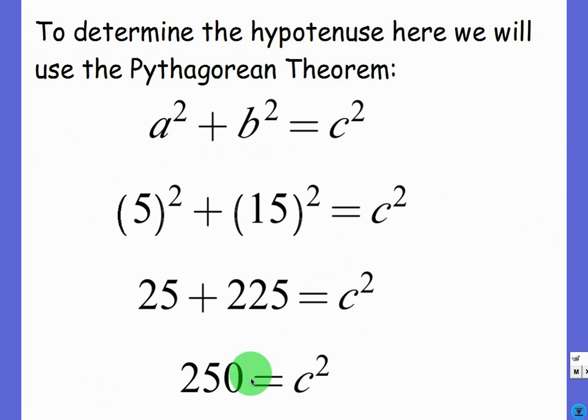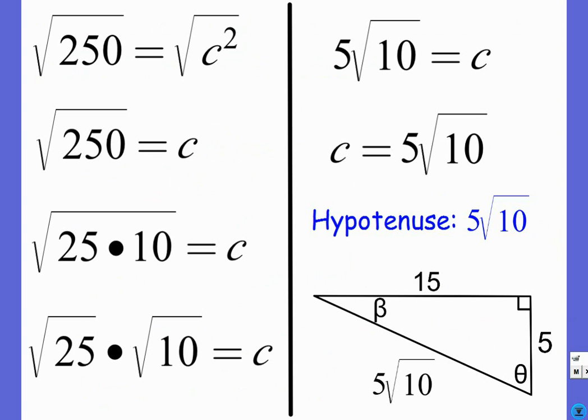So we have to break that radical down into something simpler, which I will show you how to do. Correct. The biggest perfect square that goes into 250 is 25. So I'll write it as 25 times 10. The square root of 25 is 5. So it's 5 radical 10 for my hypotenuse.